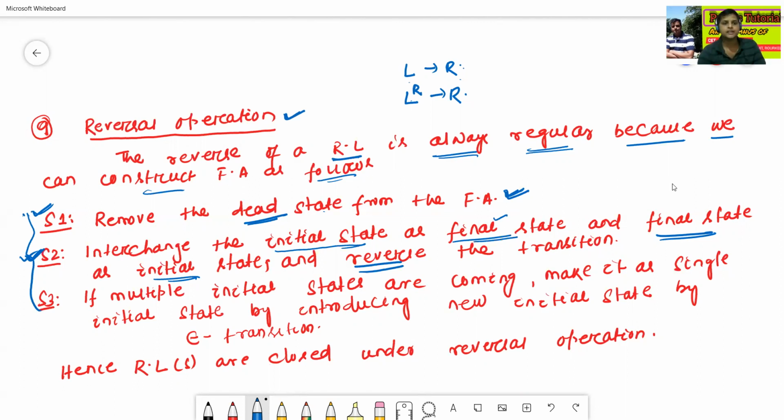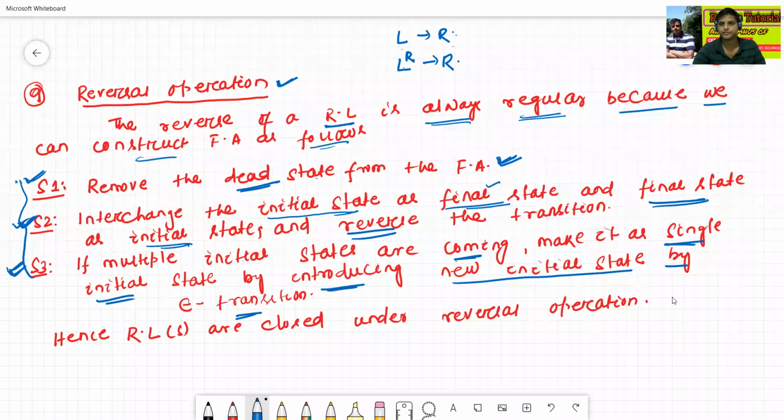In the third step, if multiple initial states are coming, make it a single initial state by introducing a new initial state with epsilon transitions. Later we'll try to understand the meaning of step 3. First, try to understand what is the meaning of the reversal operation.